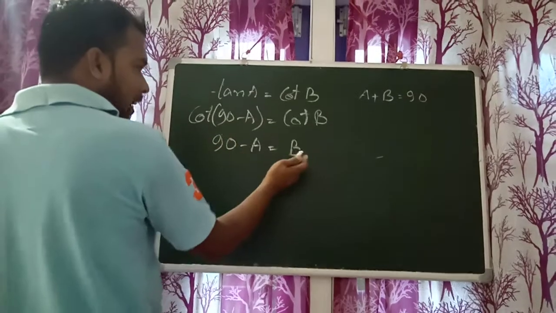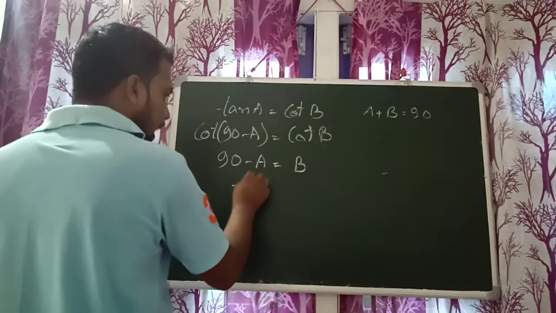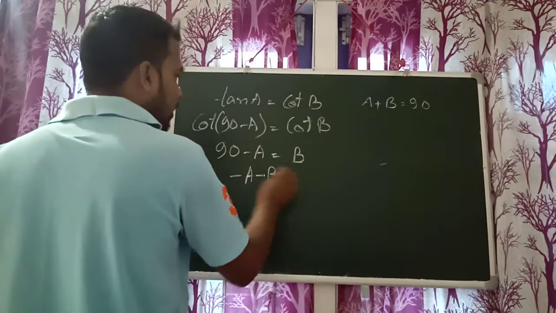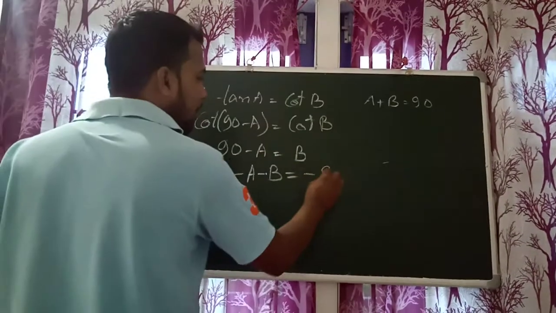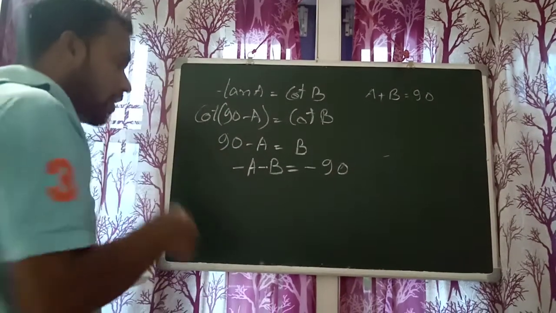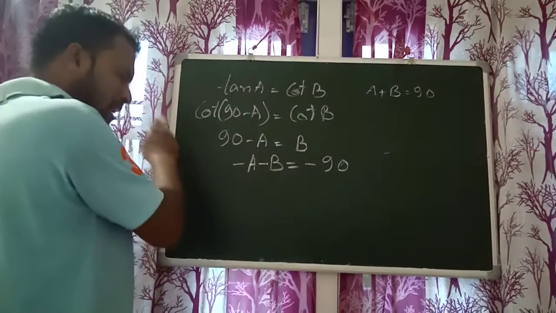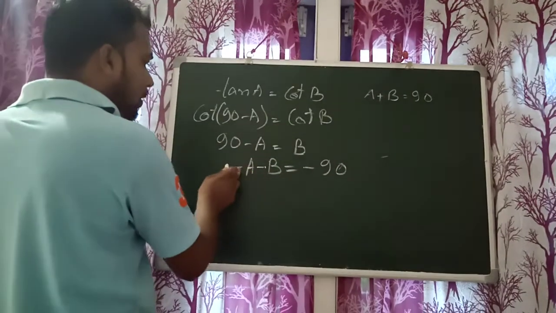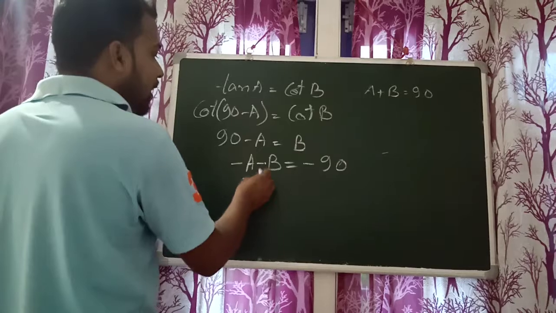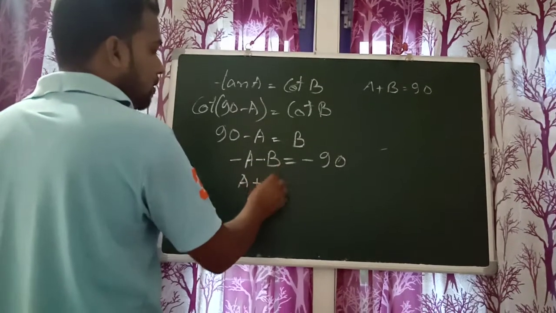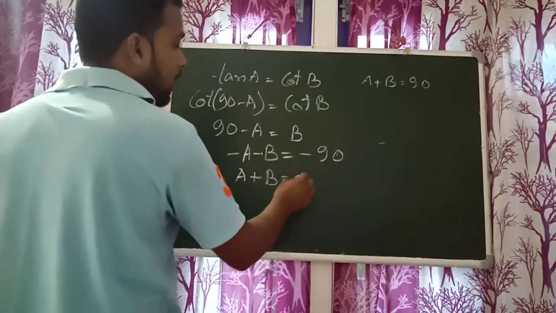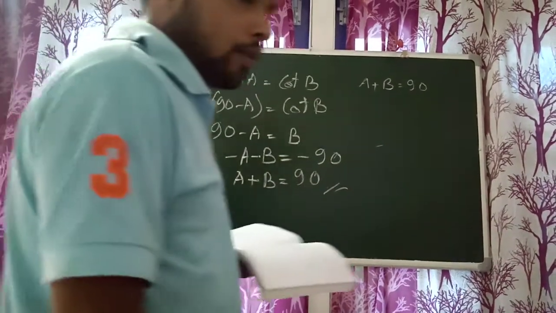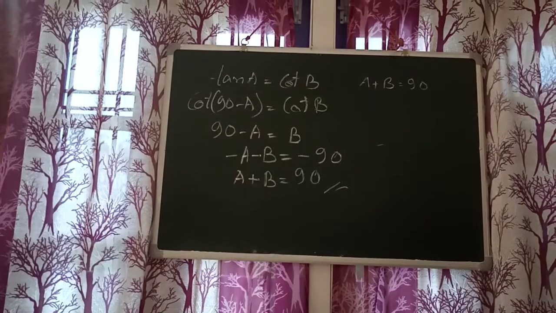Now we always bring the unknowns to one side, minus a, when this one comes this side it will become minus. b is equal, when this one goes that side it will become minus 90, but we do not want minus, we want plus. Then multiply the equation by negative one, then minus into minus becomes plus a, minus into minus becomes plus b is equal to minus into minus becomes plus 90. Hence proved.